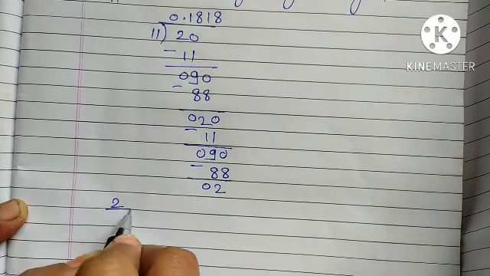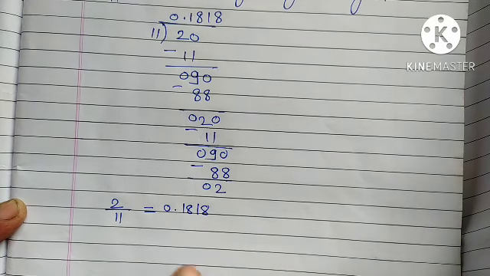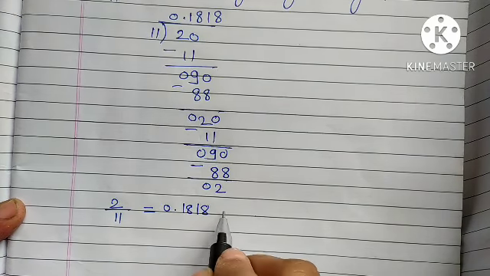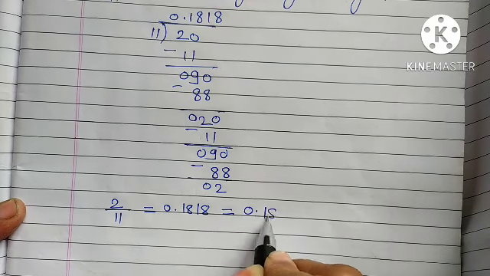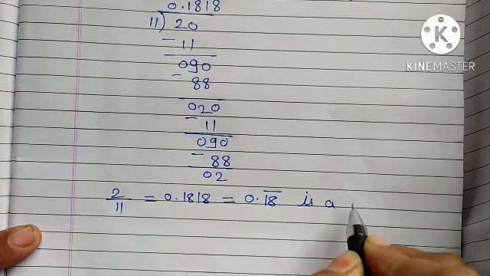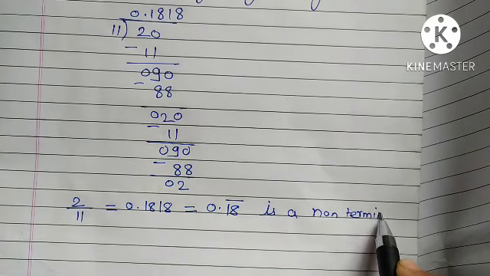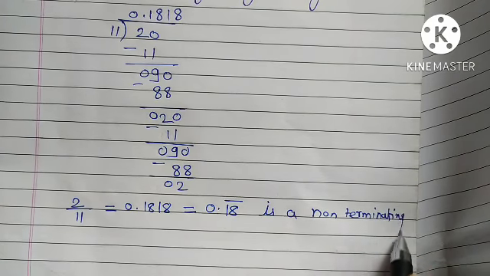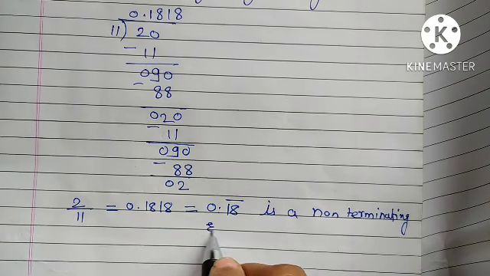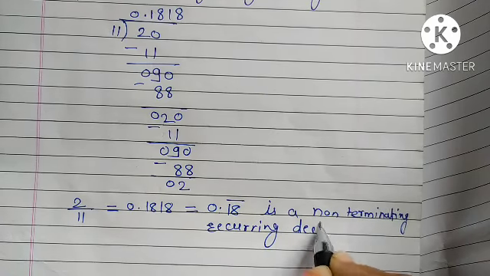So the decimal expansion of 2 by 11 is 0.1818. The group of 1 8 will be repeating again and again, so we can write it as 0.18 recurring bar, a non-terminating recurring or repeating decimal.